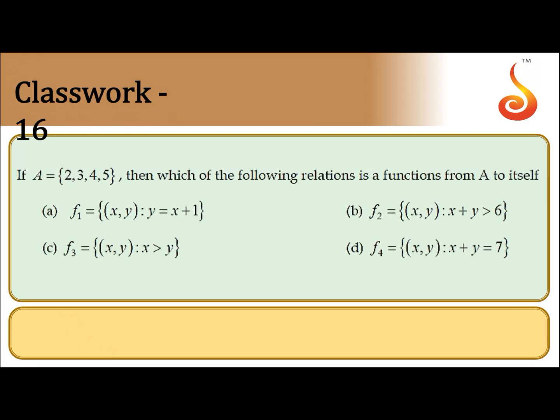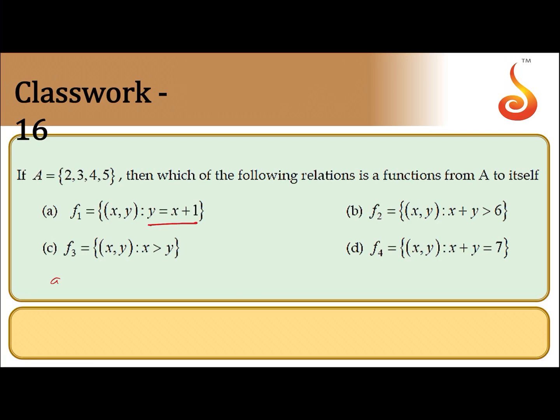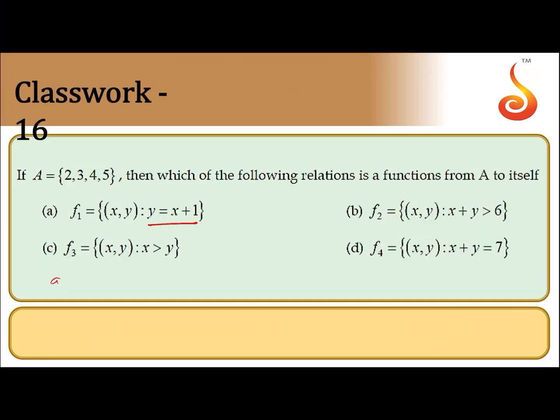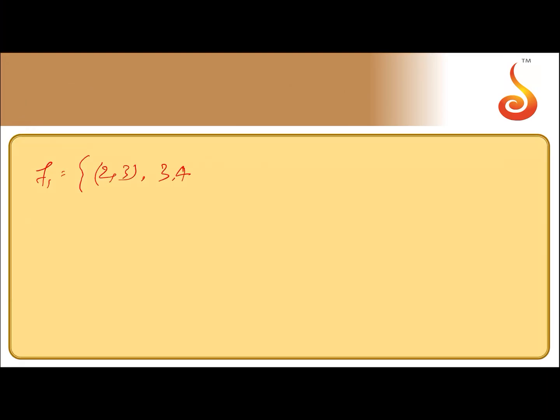Coming to the next one. If A is equal to {2, 3, 4, 5}, then which one of the following relations is a function from A to itself? Let me take up the first one, option A. F1 is the set y equals x plus 1. When x equals 2, y is equal to 3. When x is equal to 3, y is equal to 4. So (2,3), (3,4), and definitely (4,5).